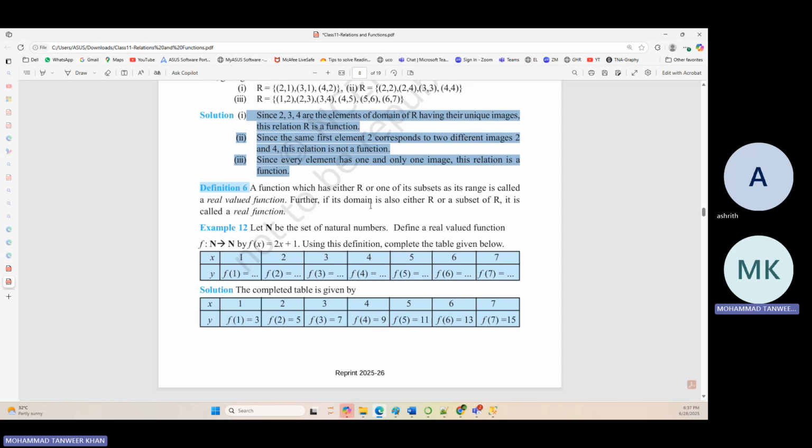So it means they're telling us that a function which has either R, the real numbers, or one of its subsets as its range is called a real valued function. So what is a real valued function? That we will try to understand now.